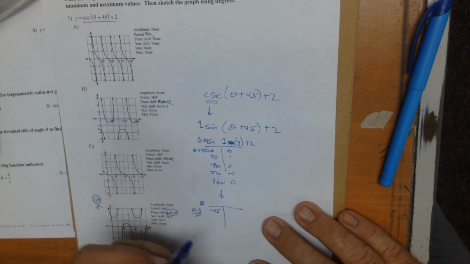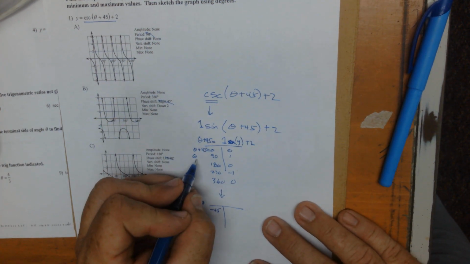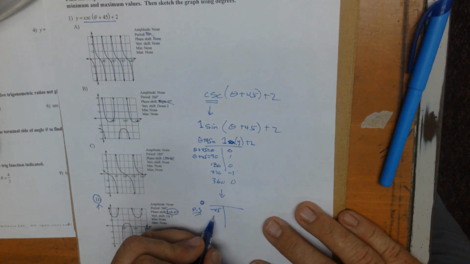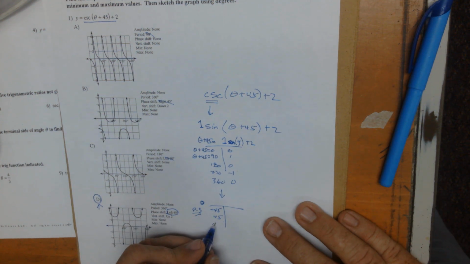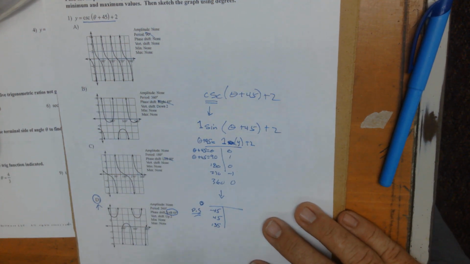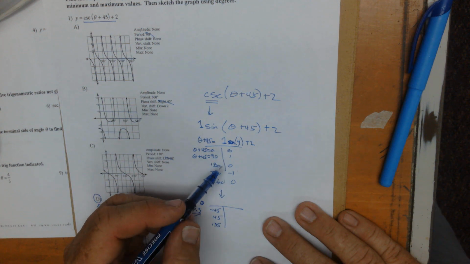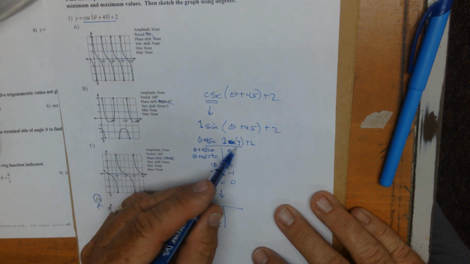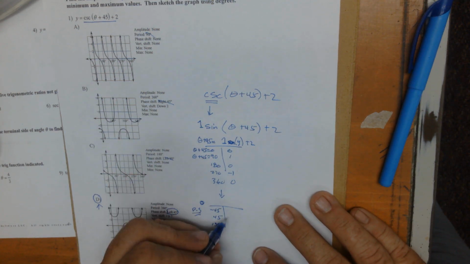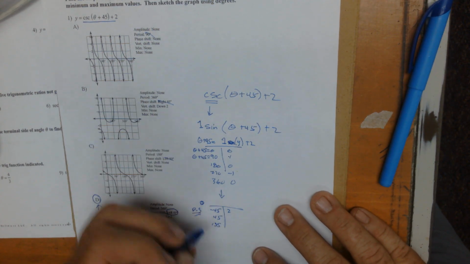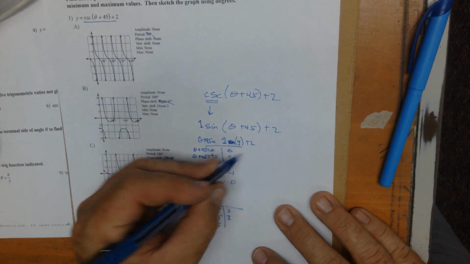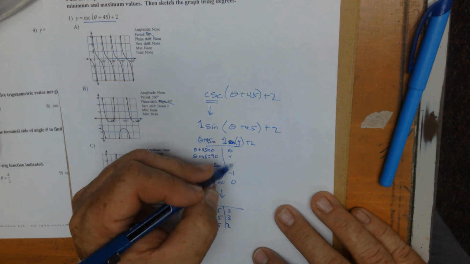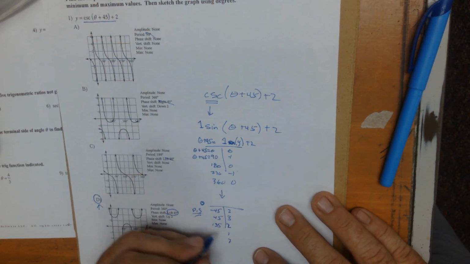But if we kept going, we would do the 90. So we do theta plus 45 equals 90. We subtract 45 from both sides. This one's 45, and this one's 135, and so on. And then we would look at this and say, okay, well, 1 times 0, this would be a 2. 1 times 1 plus 2 is 3. 1 times 0, that's a 2. And then 1 times that's a positive 1, and this would be a 2.